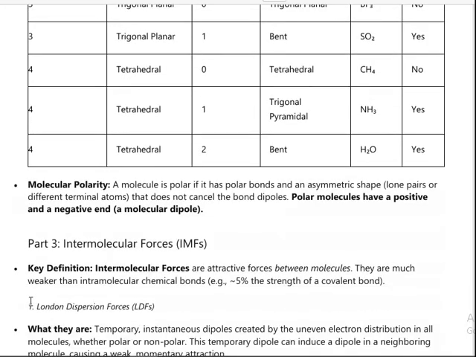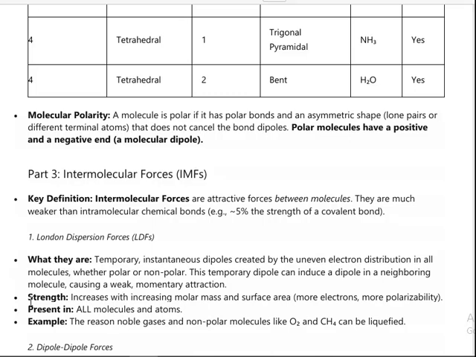Now to molecular polarity. A molecule is polar if it has polar bonds and an asymmetric shape. Take note of the two conditions. You must have both conditions. A molecule is polar if it has polar bonds and an asymmetric shape.